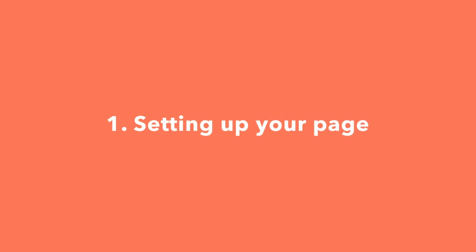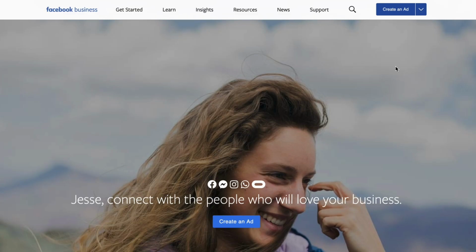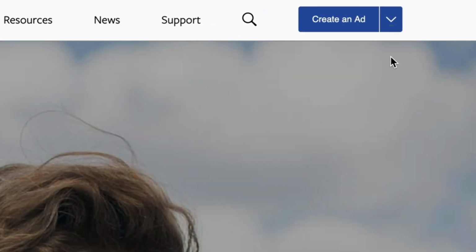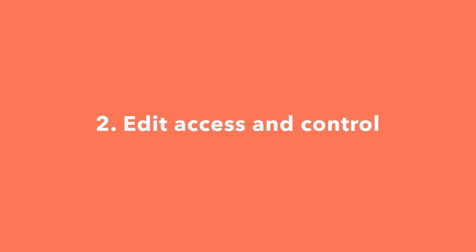Now, let's talk about setting up your page. To set up a business page, go to facebook.com/business and follow the steps to set up your page. Once it's set up, you'll want to choose who has access to edit and control your page. We've all heard those horror stories about folks who accidentally publish personal content to their employer's social media channels. To avoid publishing mishaps, assign Facebook business page roles only to the employees who absolutely need them.